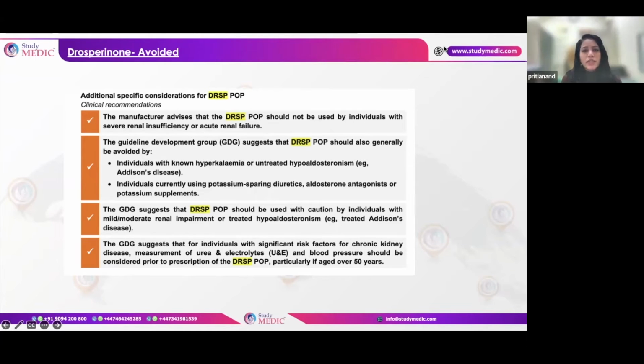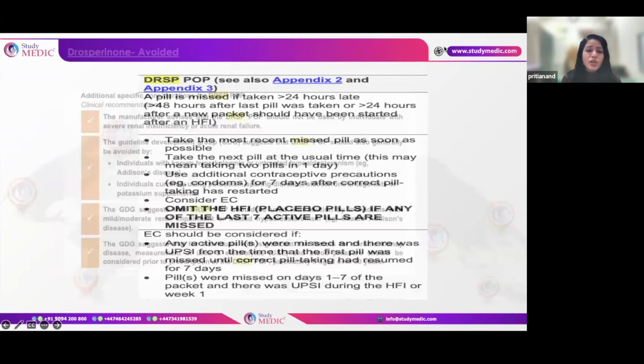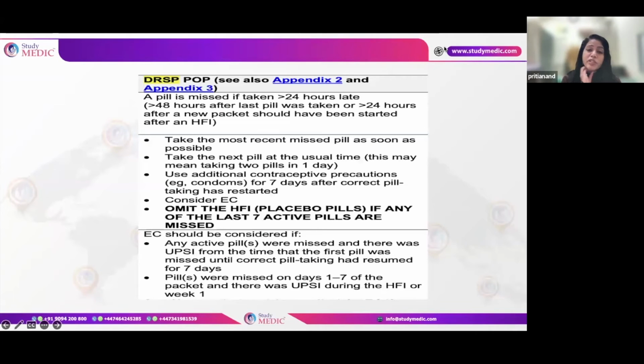Drospirenone containing POPs are something which are new. They have a long window period of 24 hours, but they have some restrictions. For example, they need not be given to individuals who have renal insufficiency, acute renal failure, or if the patient is on potassium-sparing diuretics or aldosterone antagonists. So as far as possible, they need to be avoided in these groups of patients. Because it has a window period of 24 hours, if it is missed for more than 24 hours, then we say that it is missed. And how to manage that? Again, take the most recent pill, the rest of the pills at the usual time, with additional cover for 7 days. And if there has been UPSI, then you have to give the patient EC.